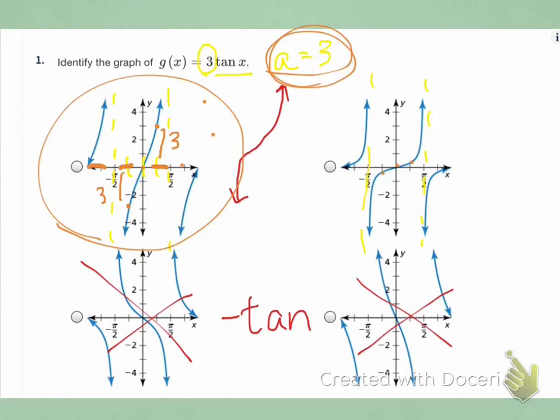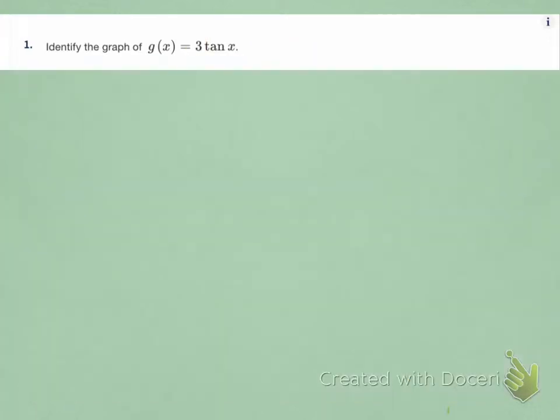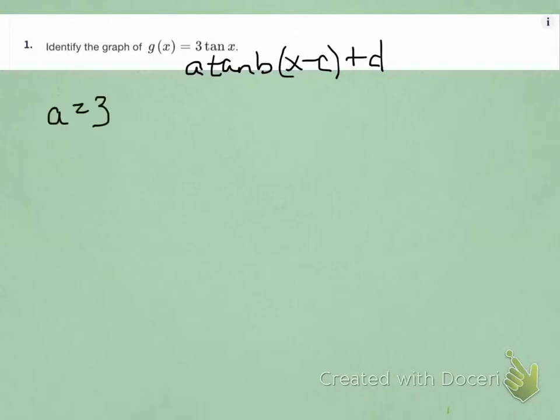All right, so just to make sure you get this, we are going to actually practice graphing. What if I told you, hey guys, rather than picking the correct graph, I want you to graph this by hand. All right, remember this is in the form a tangent b x minus c plus d. It's the same formula for every trig function. You just swap out tangent for sine, for cosine, whatever you want. Okay, in this case, a is 3.